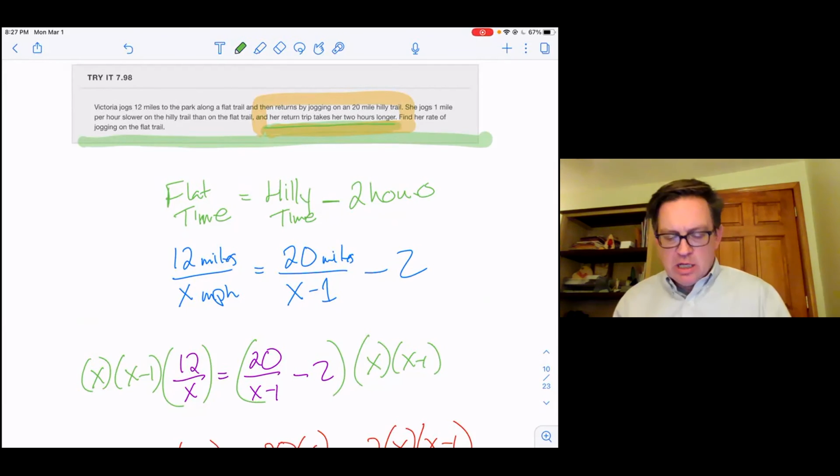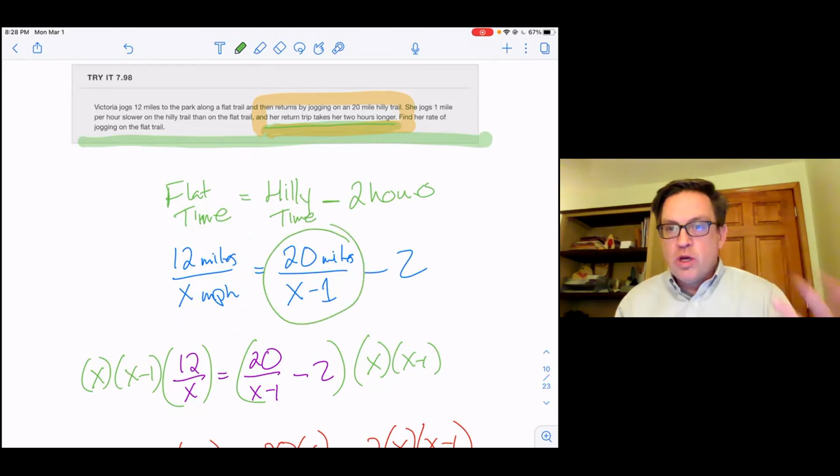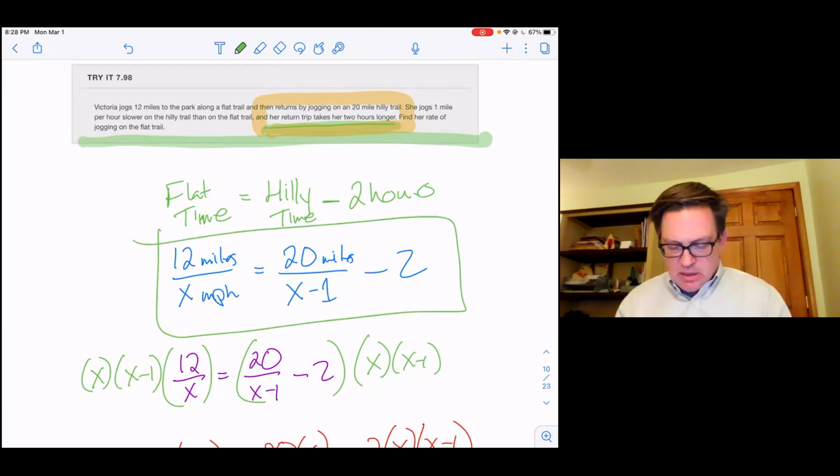Okay, so now we can plug in the facts we know. How long did it take her to run 12 miles on the flat course? Well, 12 miles at x miles per hour, which we don't know, that's the variable we're looking for. That's the number of hours it took her on the flat trail. What about this? That's 20 miles, the distance on the hilly trail, divided by the speed on the hilly trail, which is a little bit slower, minus this 2 hours, which is the difference in the times. So great, you set up this box, that's your equation.